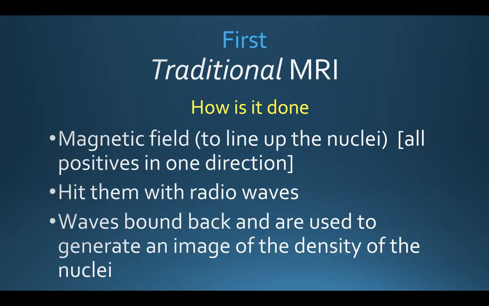The idea is to line up all the nuclei facing one direction. So the positive will be facing north, or the negative facing south. And then you send radio waves that will hit them and bounce back. And then we generate images from the radio waves that are coming back, and this will give you the density of the nuclei. If the nuclei are very close together, you bounce back a lot, and that gives you a white color. If they are intermediate in density, it gives you a gray color. If they're very dispersed, they give you a black color.